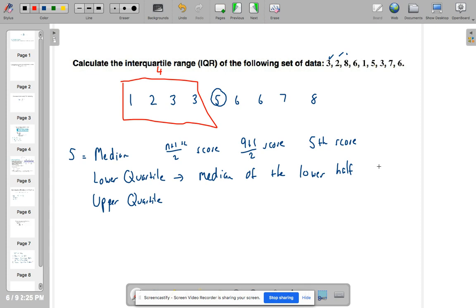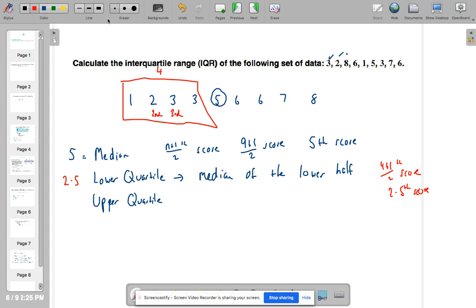So I've got 4 bits of data. So I'm after the 4 plus 1 over 2 score. 5 divided by 2 is the 2.5 score. Now what that means is I'm looking for halfway between the second and third score. Okay, so there's the second score and there's the third score, and halfway between 2 and 3 is 2.5. So my lower quartile is 2.5. It's the median, the middle point of the lower half.